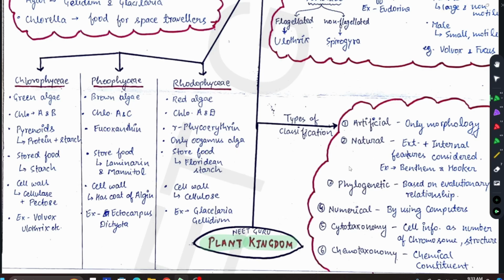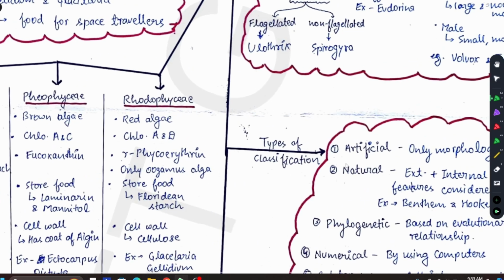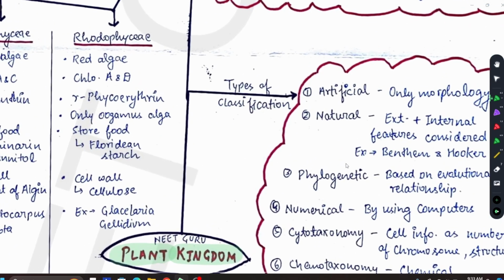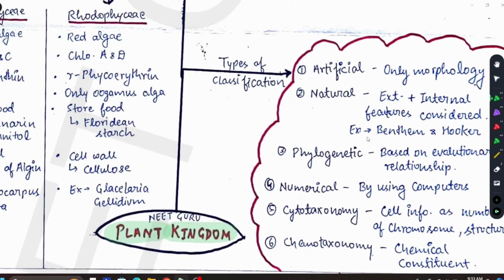Okay, so coming to the chapter, we are not gonna waste much time. The first thing in this chapter we are going to study is types of classification. There are different types of classification. In the previous chapter you also saw two or three types of classification. We are going to see about six more classifications here.